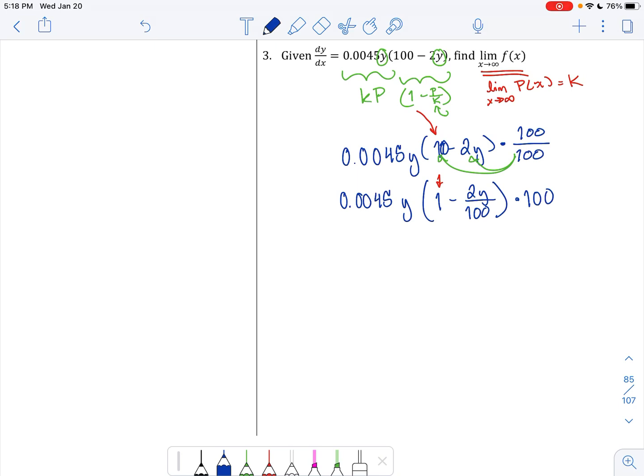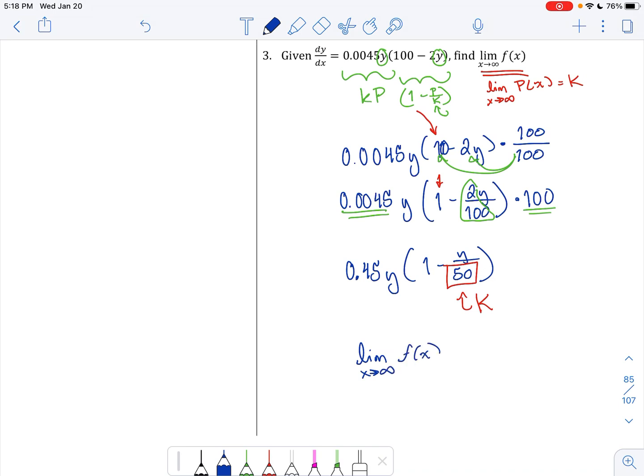So then with a little bit more simplifying, I'm just going to take the coefficients, multiply those together, simplify this, and then I end up with 0.45y times (1 minus y over 50), which is the same as the expression we started with. Oh, well, now we're in logistic form. So this is our k value. So therefore the limit as x approaches infinity of f of x is equal to 50. You can use separable equations, you can use all these things, but it makes it a much more straightforward problem. So give yourself some time, work with the logistic growth model.